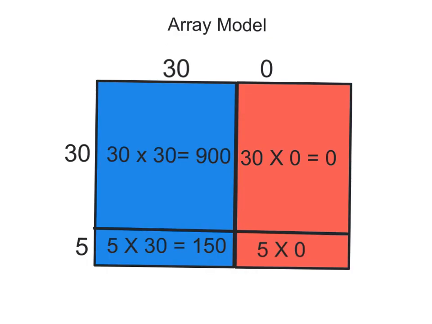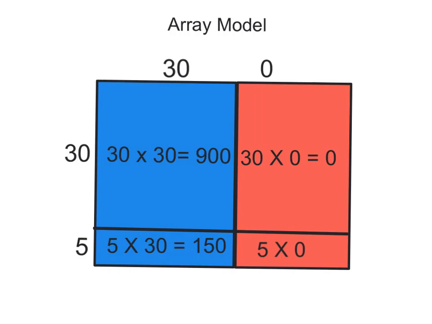Now let's look at the problem in the array model. We set the number 30, which was at the top of the multiplication problem, on the top of the rectangle, putting a 0 in the ones place. We set the second number in the multiplication problem, 35, along the sides, breaking it down into 30 plus 5.